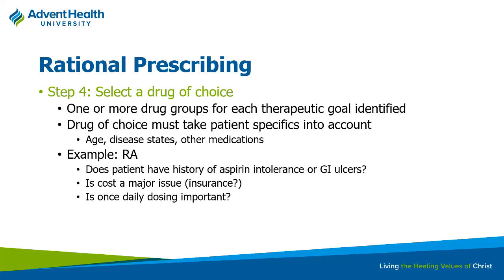Think about things like, we use a lot of NSAIDs like ibuprofen or naproxen in order to treat this inflammation. Well, do they have a history where maybe they can't receive these drugs? Maybe a history of GI ulcers that may predispose them to toxicity. Maybe cost is a major issue for these patients, right? You may have the best drug in the entire world to give to the patient, but if they can't afford it, guess what? They're never going to fill it, right?